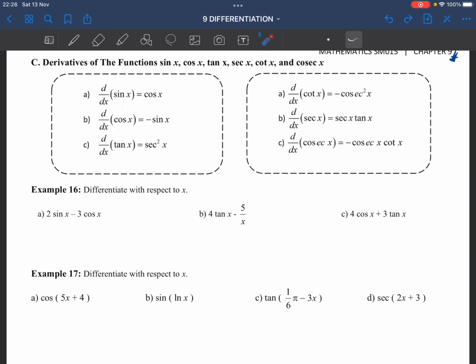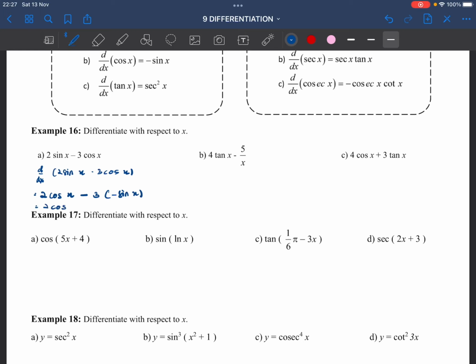We have differentiate with respect to x, 2 sin x minus 3 cos x. So here we want to differentiate d over dx, 2 sin x minus 3 cos x. Here the answer: differentiate constant 2, just copy the constant. Differentiate sin, we will get positive cos. Minus differentiate cos, you will get negative sin, so negative sin x. Now just simplify, you will have 2 cos x plus 3 sin x. Very easy as long as you know the answer for your differentiation of trigo.